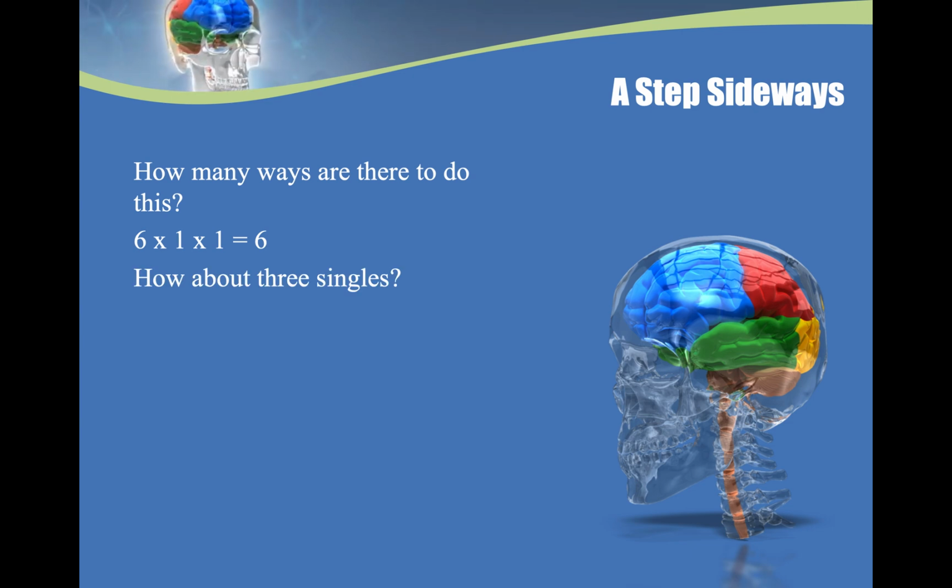What about 3 singles? What is that in the NR scheme? 3 different numbers. The first one has to be new, the next one has to be new, and the third one has to be new. New, new, new. Those are 3 different numbers.